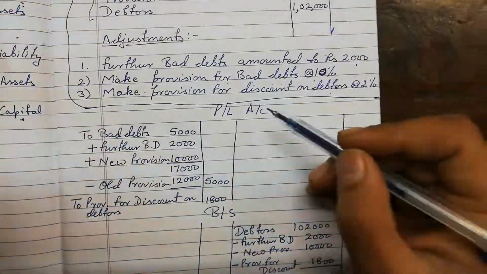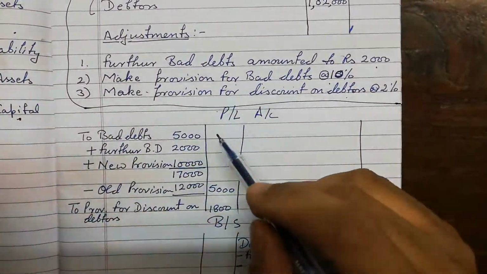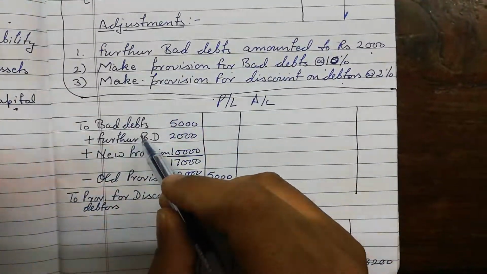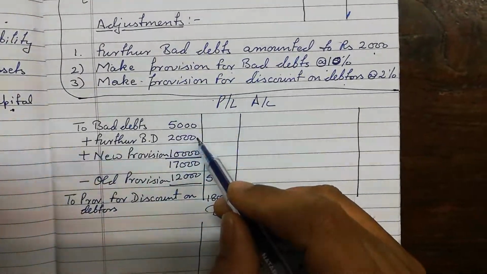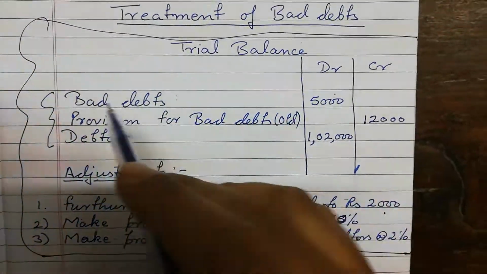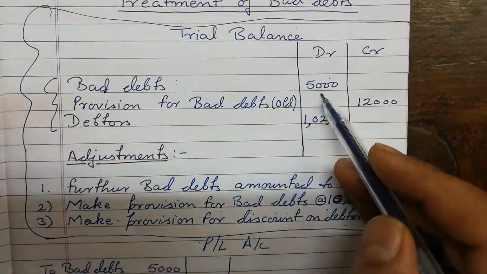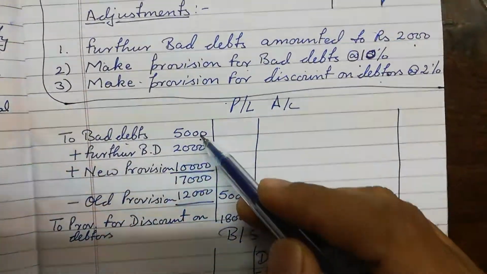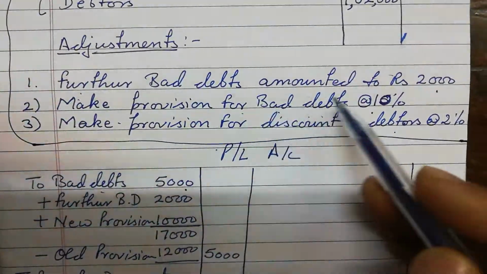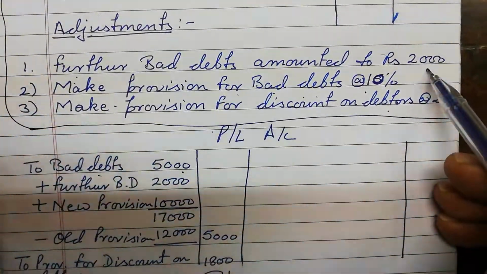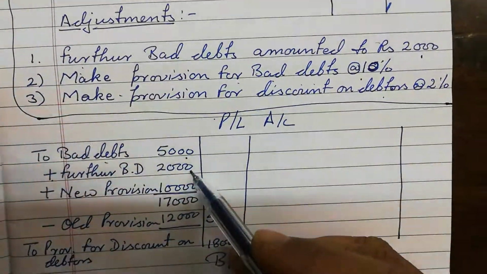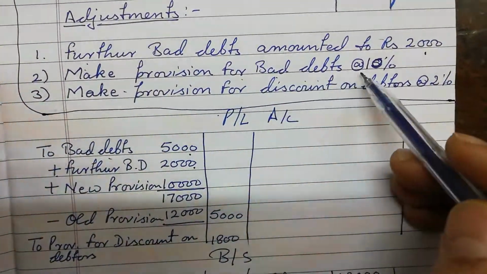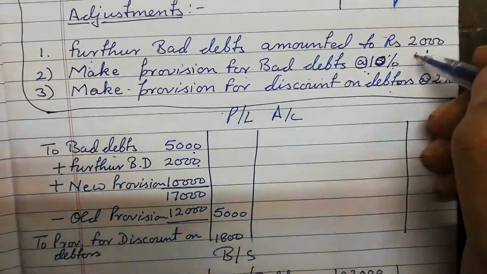In the profit and loss account, you know, bad debts always belong to profit and loss. So to bad debts, 5,000. It was given. Bad debts is given in the trial balance, 5,000. We will write it here. Then further bad debts of rupees 2,000 is given in the adjustment. We will add it, 2,000. Then we have to make a new provision at the rate of 10%. This is new.